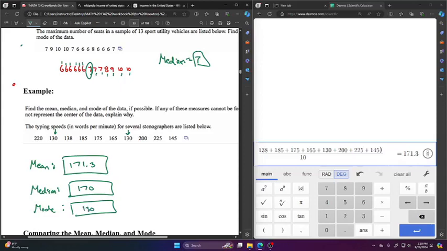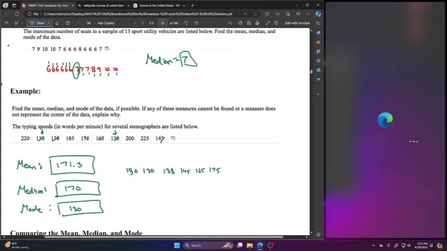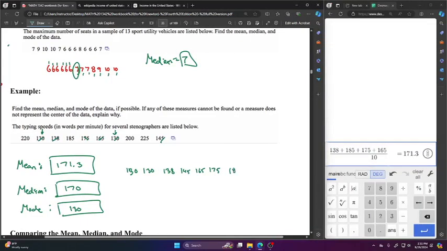I'm going to put this all in order, right? So we got the 130. We got a 130. I got a 138. Let me just start doing this here. 145. 165. 175. 185. I don't think I need so much Desmos anymore. 185. 200. 220, and then 225. I think that's it.